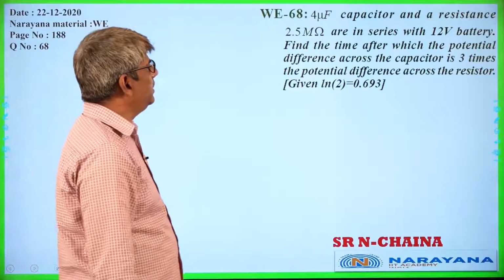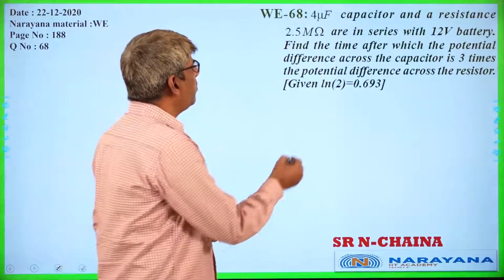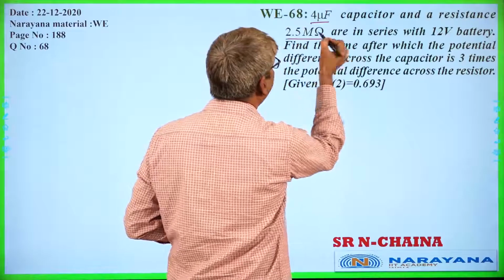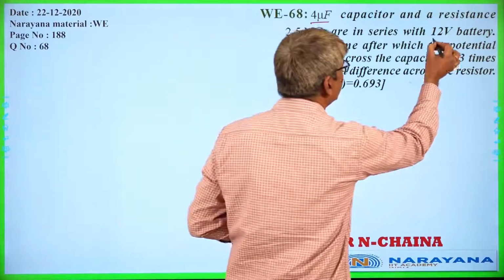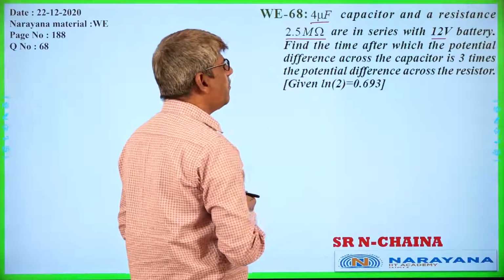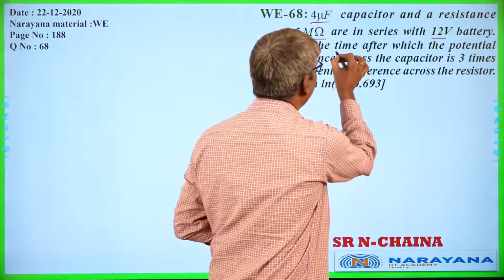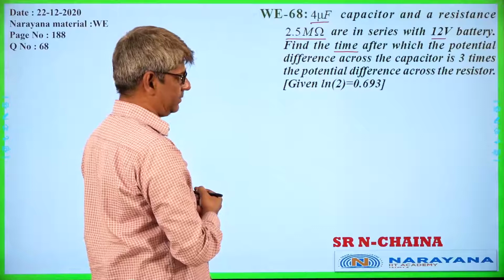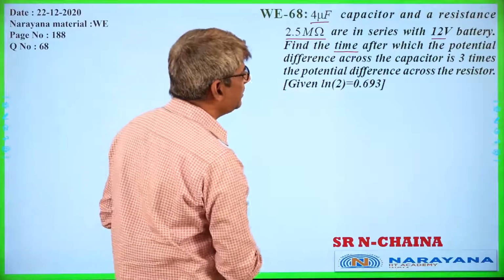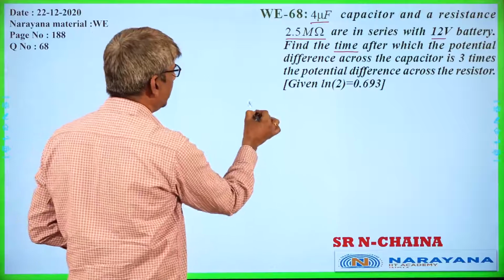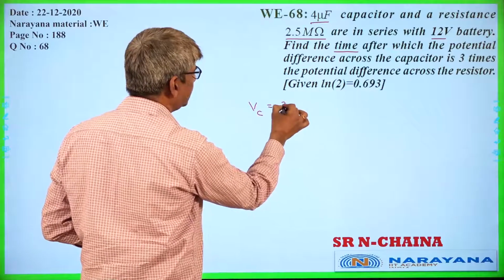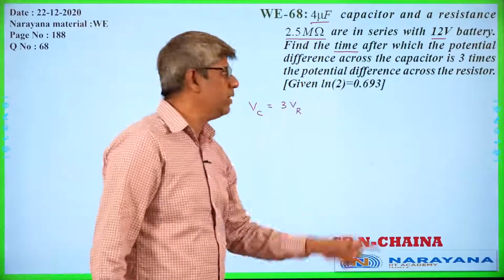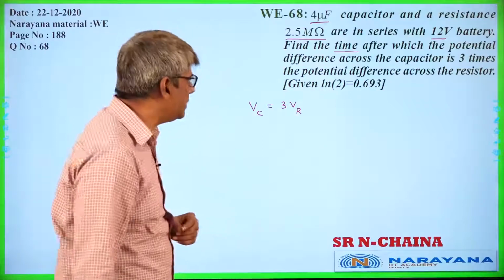Here the problem is, a 4 microfarad capacitor, C is 4, and a resistor of 2.5 megaohms are in series with a 12 volt battery. Find the time after which the potential difference across the capacitor is 3 times the potential difference across the resistor. Given the value of log 2 with base e is 0.693.